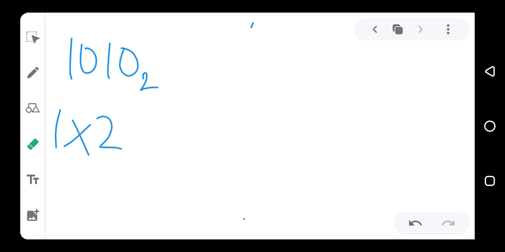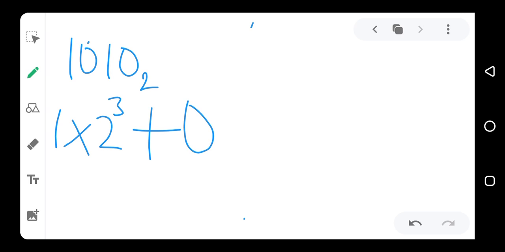One times 2. Then we count the numbers that are after it. We have 1, 2, 3. So we have 3 numbers after it. So we say 1 times 2 raised to power 3. Now we put plus. We pick the second number, which is 0.